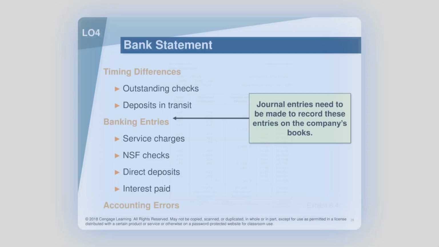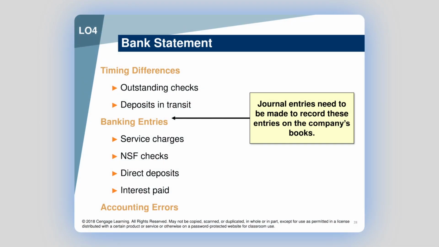Because of this adjustment, we call this a timing difference. On the part of the bank statement, what would be the timing differences? Later we'll discuss one by one: outstanding checks and deposit in transit. In the bank entries naman, you have service charges, not sufficient funds, direct deposit, interest paid, and may errors pa. Later we'll discuss one by one.